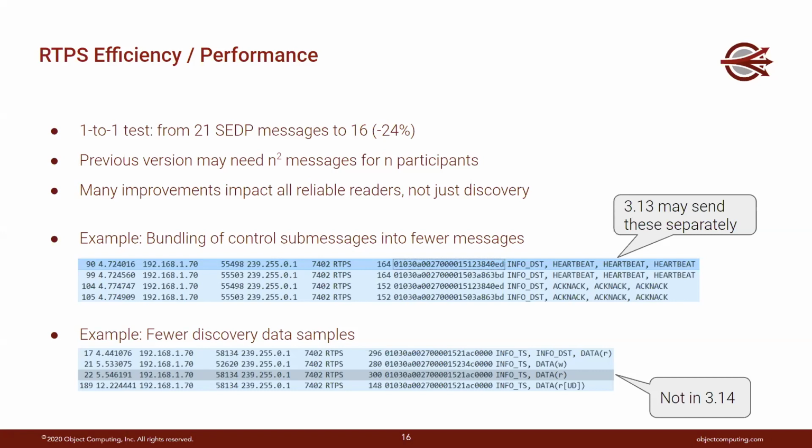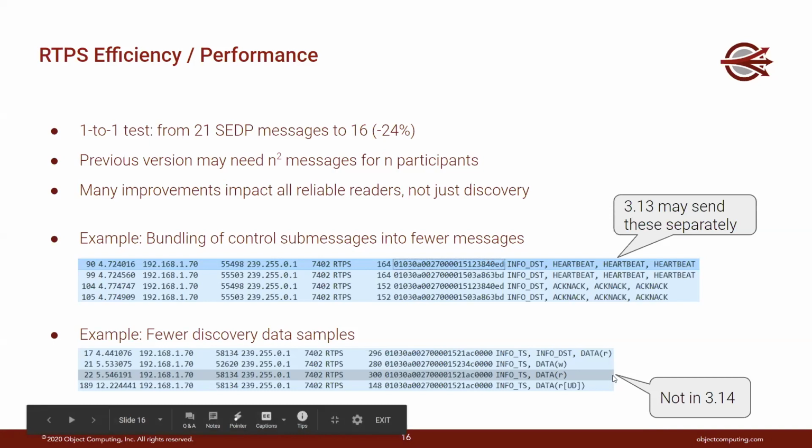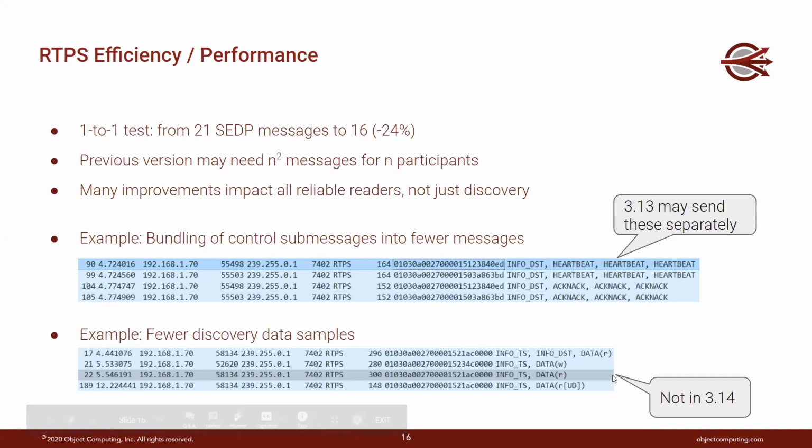And the example at the bottom deals with fewer data samples needed for accomplishing discovery. The one that's highlighted with the gray background, packet number 22, is an additional message sent by discovery for the reader, and that is not required at all. So 3.14 just won't send that. And that's a great way to make things faster, is to not need additional messages.